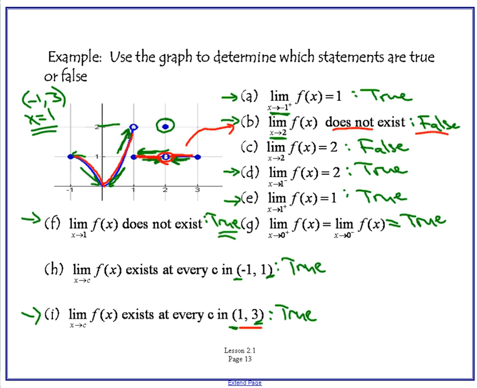All right, that is the conclusion of lesson 2.1. Does anybody have any questions?